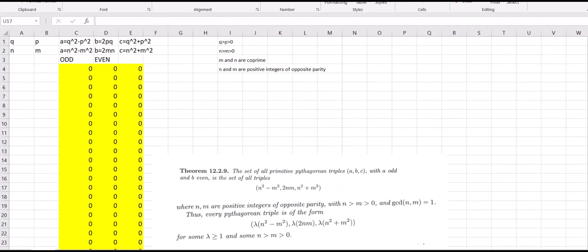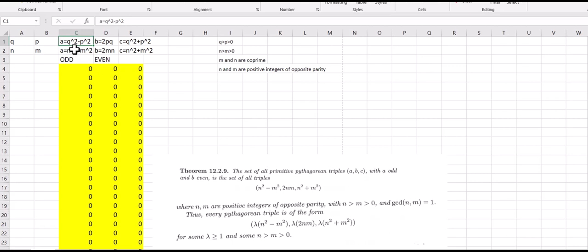Now, let's try to generate Pythagorean triples. Specifically, we want Pythagorean triples that are primitive. And we've already talked about the theorem that will help us generate all these primitive Pythagorean triples. The set of all primitive Pythagorean triples ABC with A odd and B even is the set of all triples n squared minus m squared, 2nm, and n squared plus m squared. So we already have all of those as formulas in our Excel file.